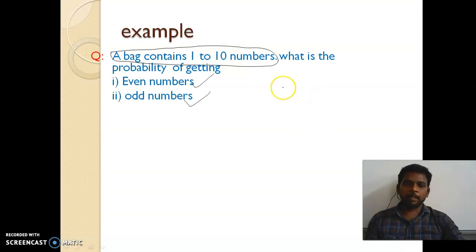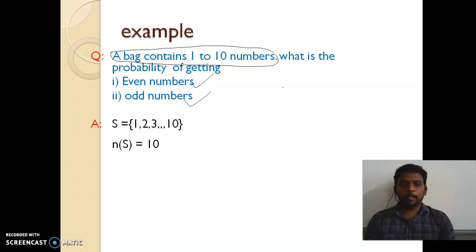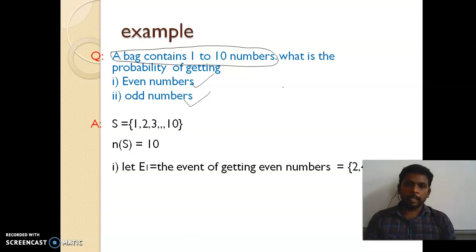Sample space is nothing but the total possibilities. Here the total possibilities is nothing but 10 numbers. So S equal to 1, 2, 3, etc. up to 10, and N of S, the total count, is nothing but 10. Now we are going to define the event. The first subdivision is selecting even numbers. So let E1 equal to the event of getting even numbers. Likewise you can define the events. What are the even numbers between 1 to 10? 2, 4, 6, 8 and 10.